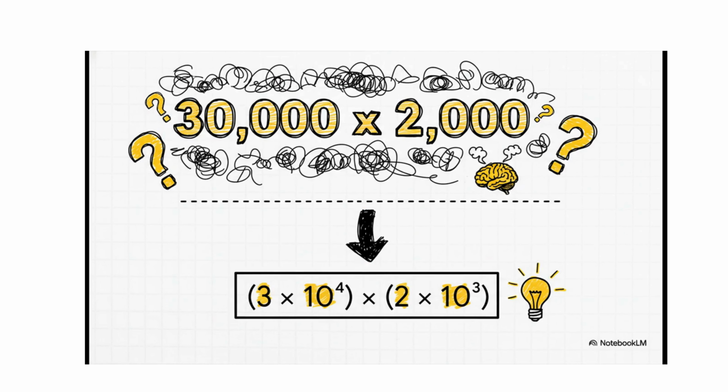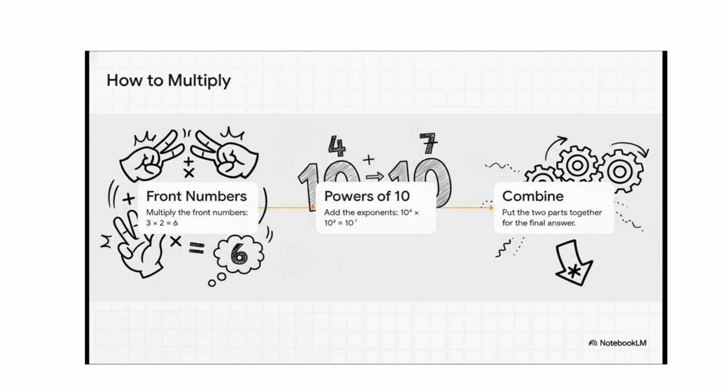All right, just take a look at this problem. If we wrote this out the long way, it would be 30,000 times 2,000. I mean, that's kind of a headache to do in your head, right? But in standard form, it's a piece of cake. Here is the beautiful trick. You just split the problem in two. First, you multiply the front numbers. 3 times 2, that's 6.